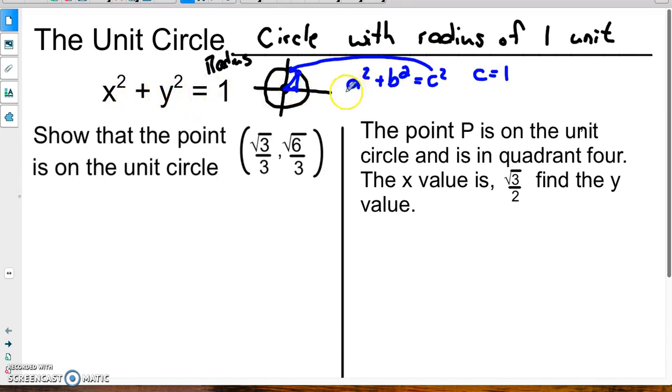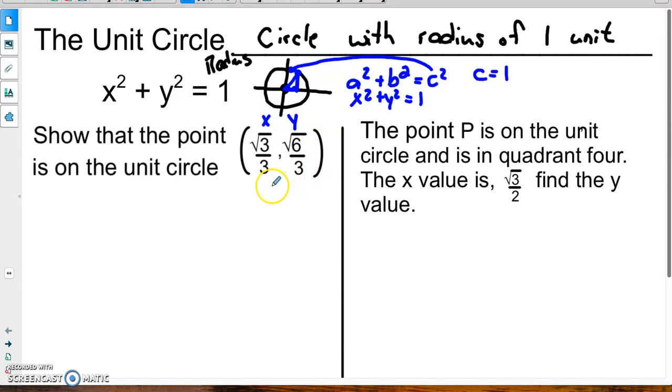We can call these x and y instead of a and b, because x would be your horizontal move, and y would be your vertical move, and those fit on a coordinate plane. So just like a squared plus b squared equals c squared, we could call it x squared plus y squared equals 1. We could put a square there, but it doesn't matter. So then when we're working with this, again, this is on an x and y coordinate plane. We're showing that a point is on the plane.